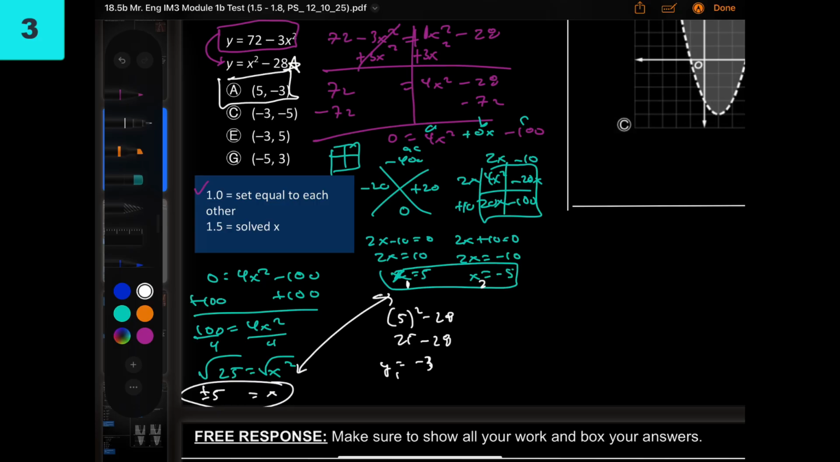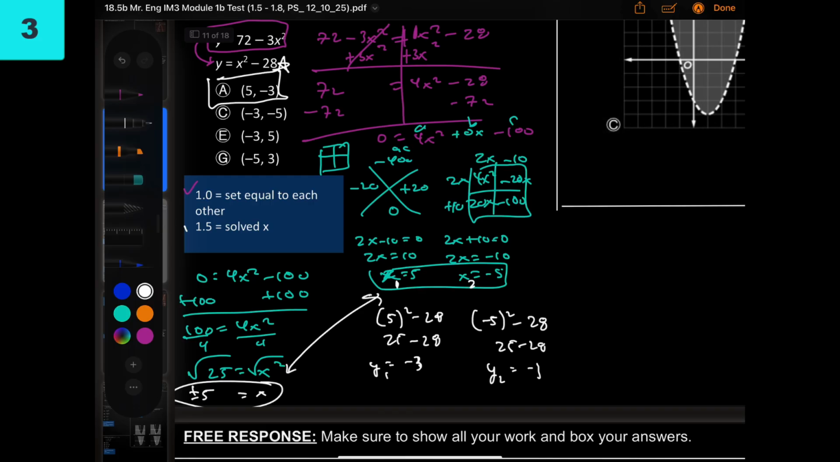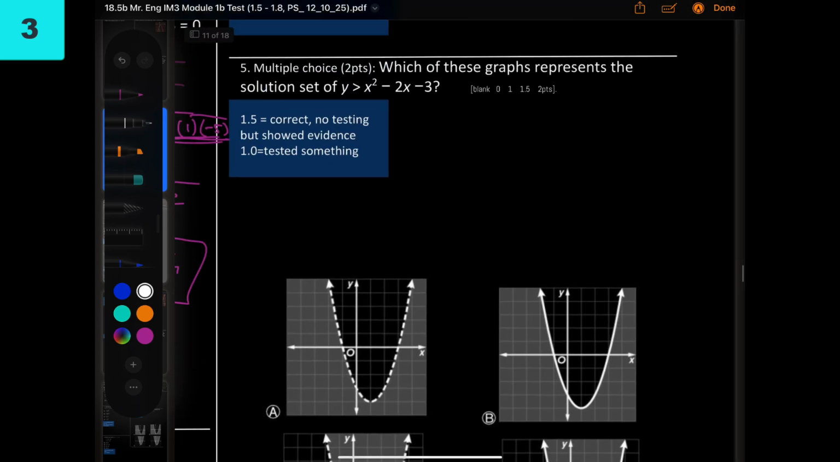This one, same thing. Okay, pay attention. This one is also -3, but it's -5, -3, which is not on there. You got 1 point if you just set them equal to each other, and then 1 point if you solve for x, and then maybe you made a mistake like the plus or minus in the bottom left there.